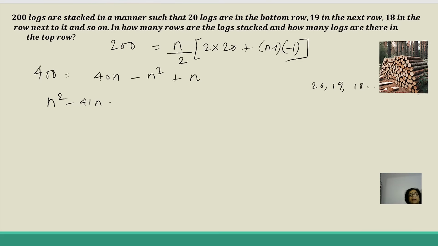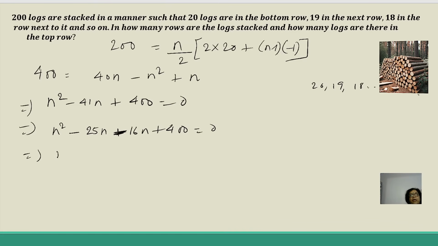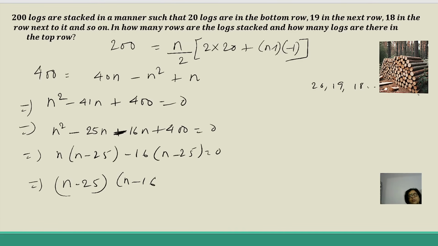minus 41n plus 400 is equal to 0. Now again this needs to be factorized. You can do the factorization anyway. Now factors of 400 can be taken as n square minus 25n minus 16n plus 400 is equal to 0. So this becomes (n minus 25)(n minus 16) is equal to 0. So we get two linear factors, n minus 25 and n minus 16.